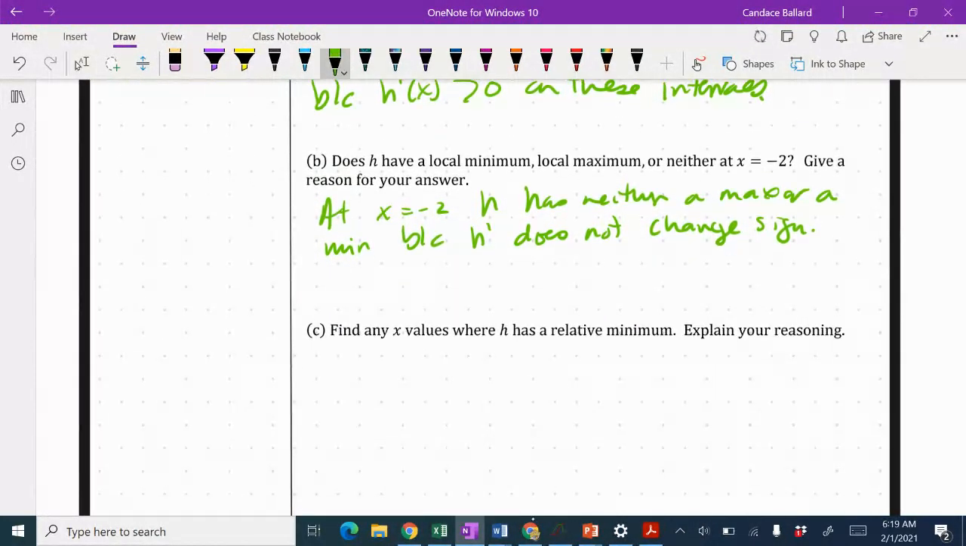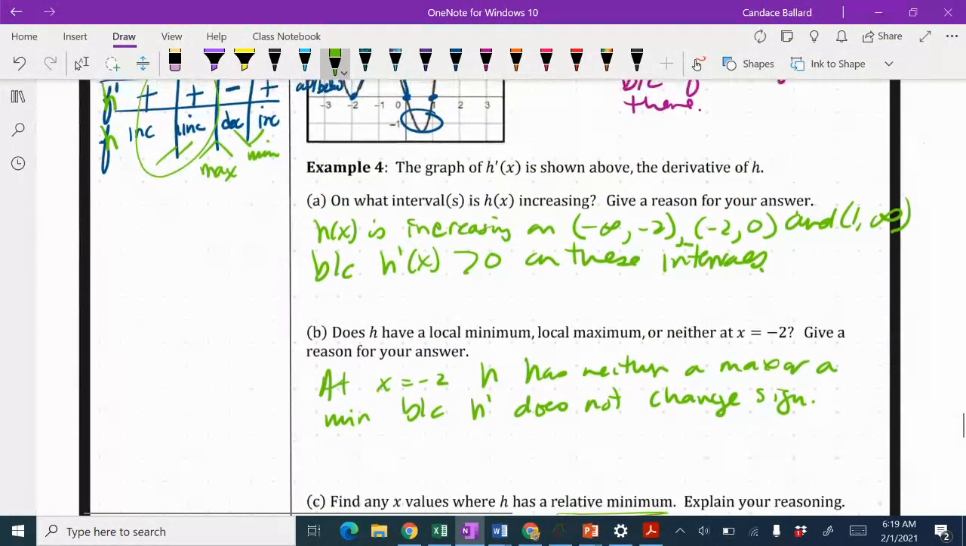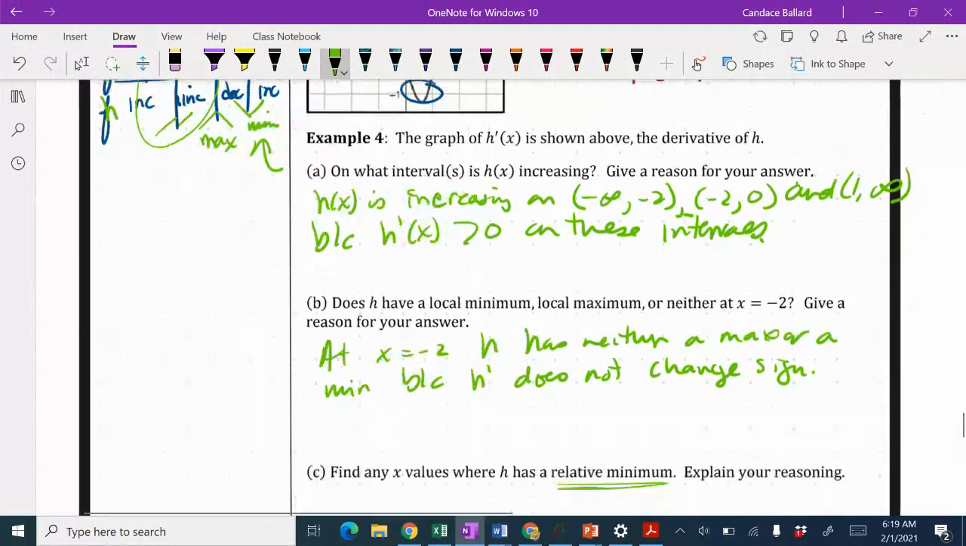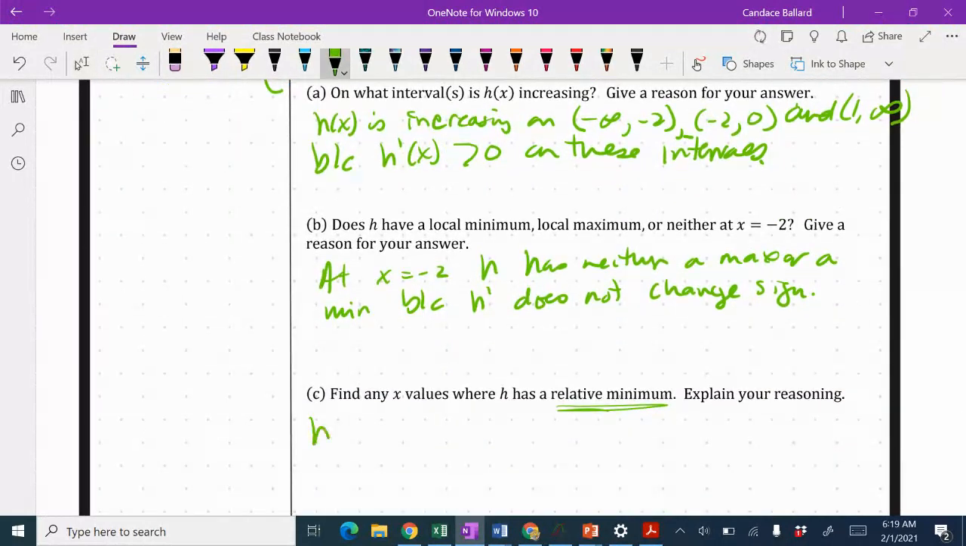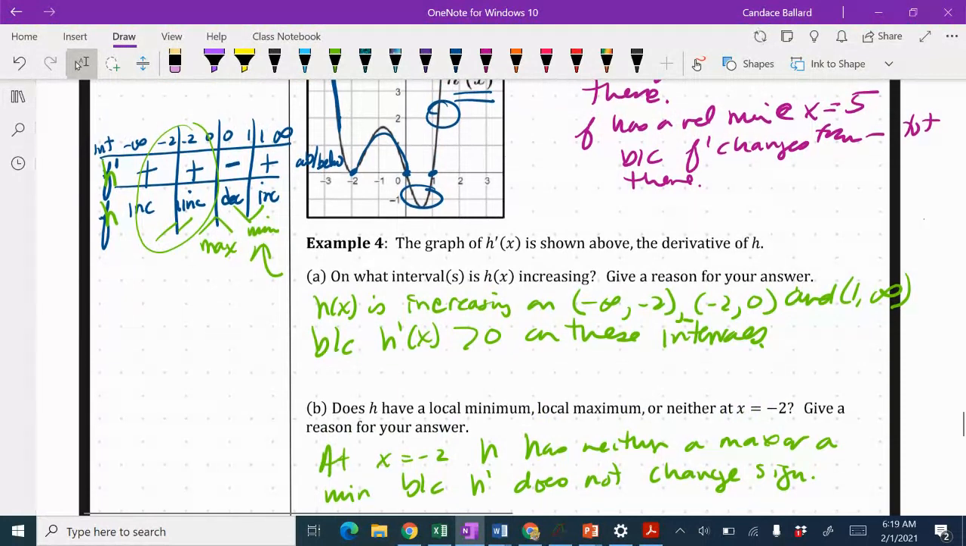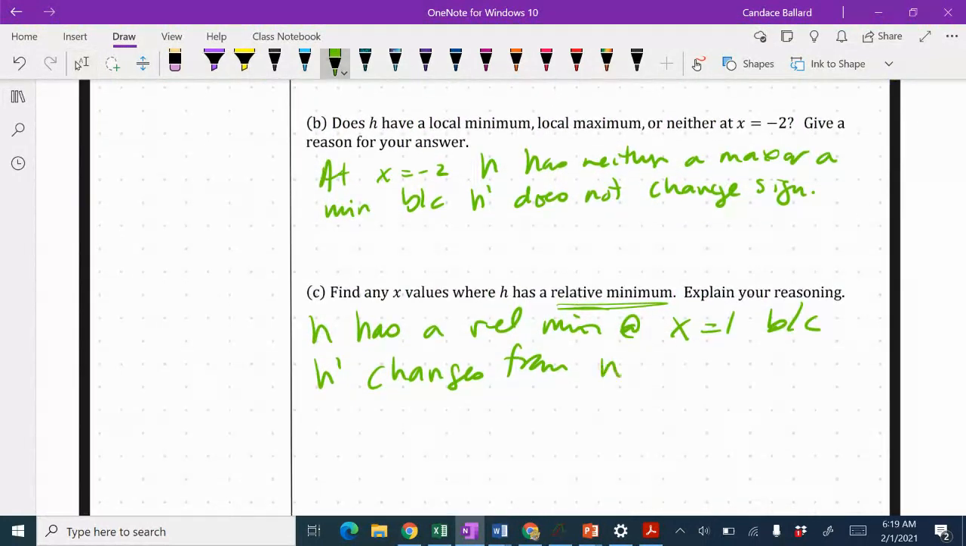Find any x values where there's a relative minimum. Explain your reasoning. So looking for a relative min is right here. It's at x equals 1. So h has a relative min at x equals 1 because h prime changes from negative to positive at this value.